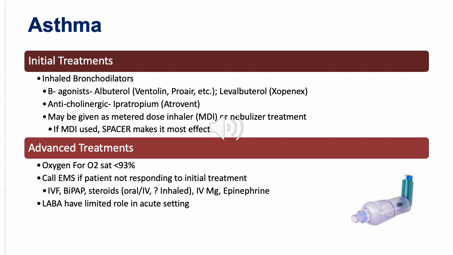In the outpatient setting, most of our athletes are going to have their own metered-dose inhaler. If that's what they're going to use, make sure they use a spacer, which is shown here in the lower right-hand corner, that makes it more effective. Most athletes, or most patients, have been prescribed a spacer. They've been given a spacer. In my experience, most of them don't have it, don't use it, don't know where it is.